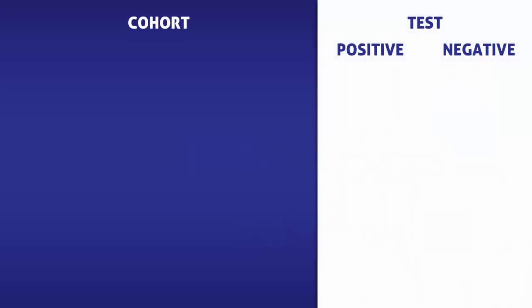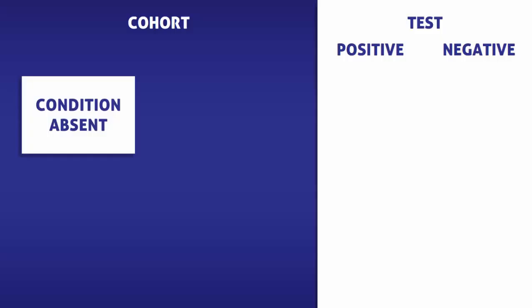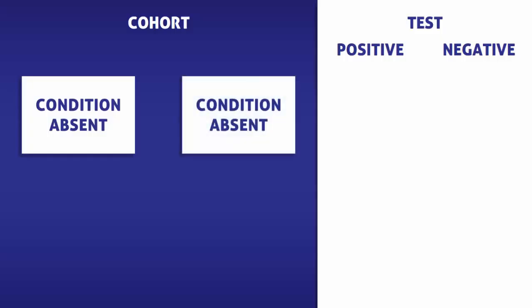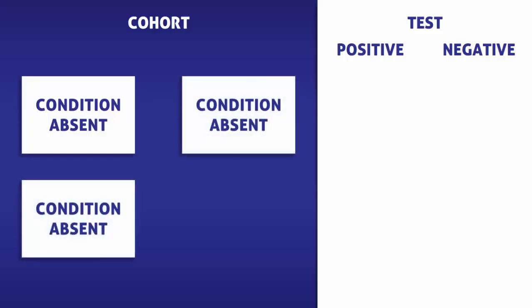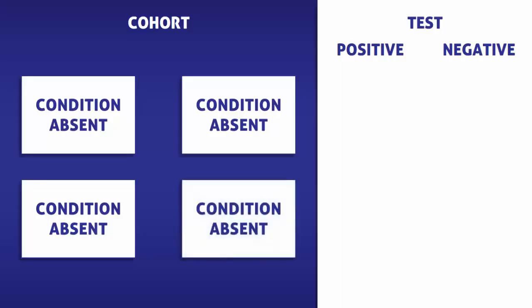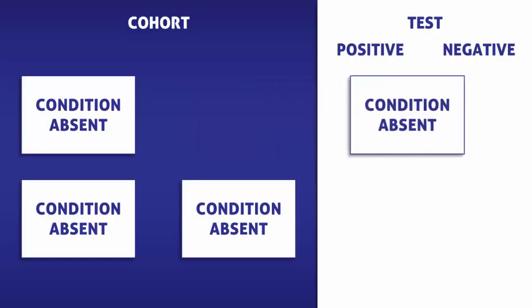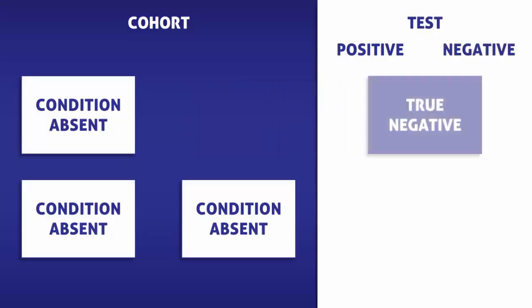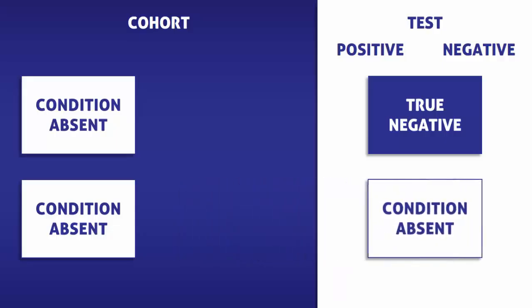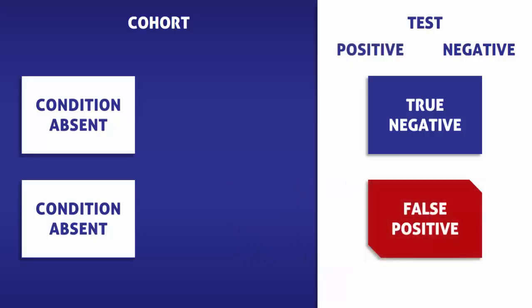In essence, specificity is the ability of a test to identify individuals who do not have the condition of interest. Or in other words, if the test has high specificity, then a person without the condition will most likely test negative, and those cases are considered true negatives. However, sometimes patients who do not have the condition still test positive, and that is called a false positive.